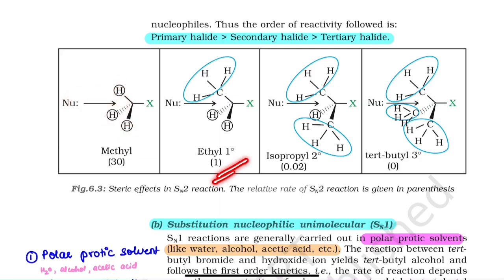Whereas here you see in the primary carbon, so in the primary carbon a bigger group is there. So because of that, entering the nucleophile attacking the carbon atom becomes little difficult. Whereas in secondary carbon, if you see, still bigger groups, so 2 bigger groups are there. Therefore, nucleophile attacking the carbon atom becomes difficult. Whereas in tertiary carbon, you can see 3 big groups are there.